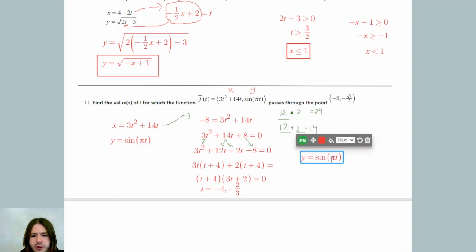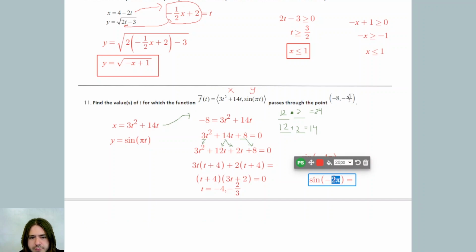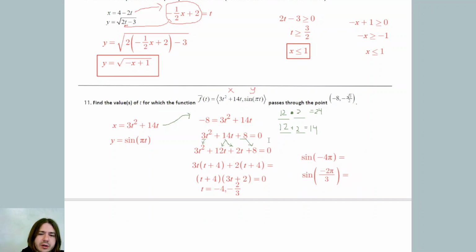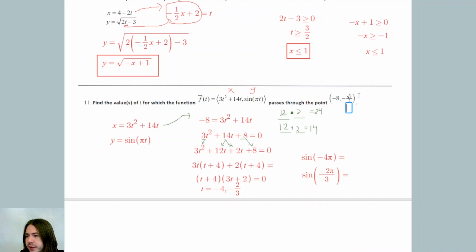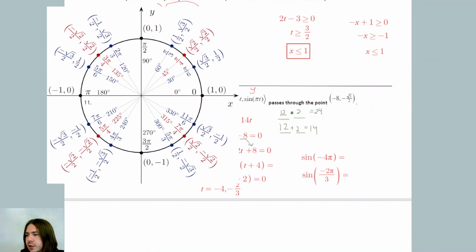So first we'll plug in -4. So sine of essentially -4 pi. We're going to evaluate that. And then we're also going to evaluate sine of -2 pi over 3. And it could be that both of these work. It could be one of them works. It could be none of them work. So whichever ones end up equaling -√3/2 are going to tell us which times are correct that satisfy both of these conditions. So I'm going to bring up my unit circle, get it out of the way here.